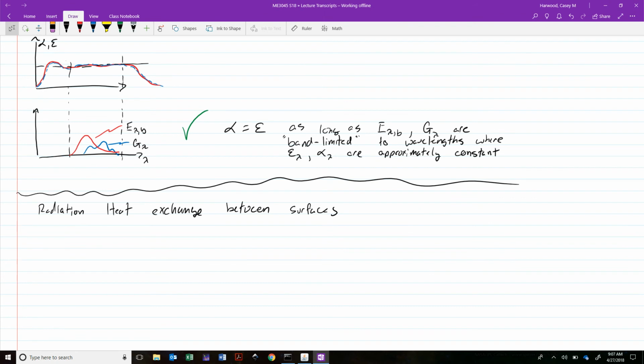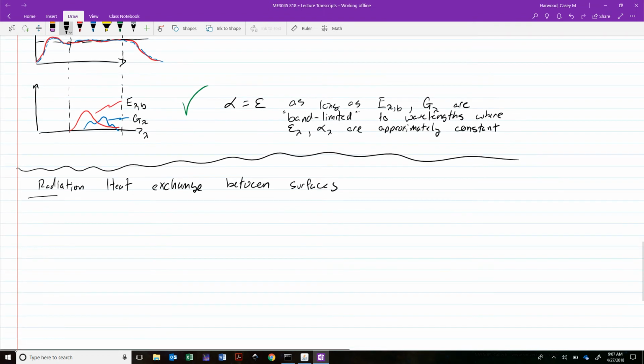So the idea is, irradiation has to come from somewhere, and any emitted radiation has to go somewhere. So anytime you have surfaces that are near each other, or not even near each other, anytime you have surfaces that are within view of one another, there's going to be some transfer of thermal energy between them through the action of radiosity or emission and irradiation.